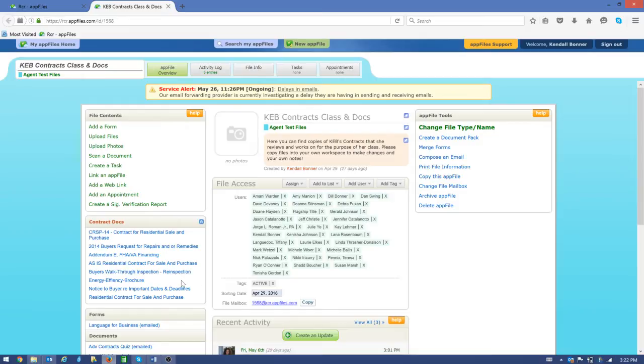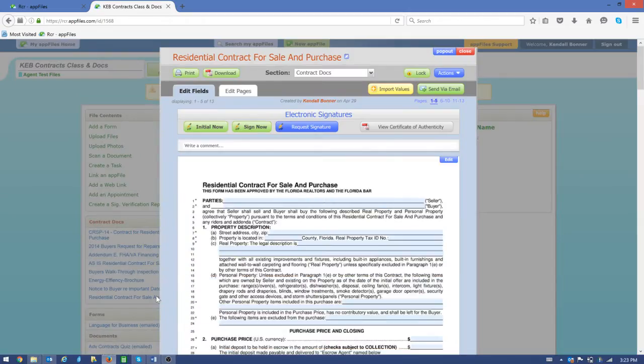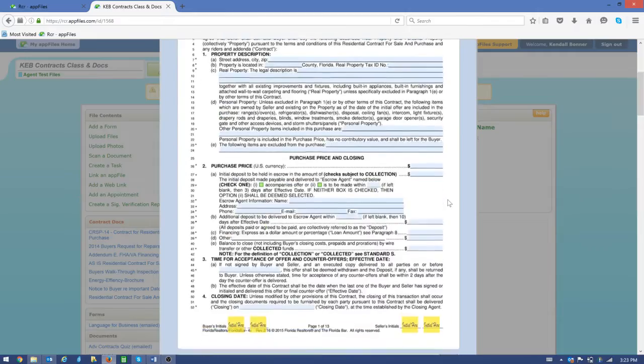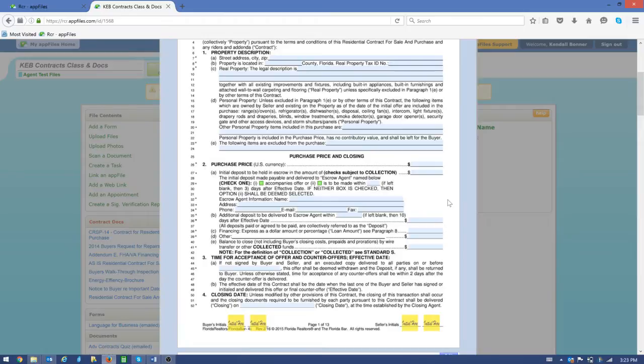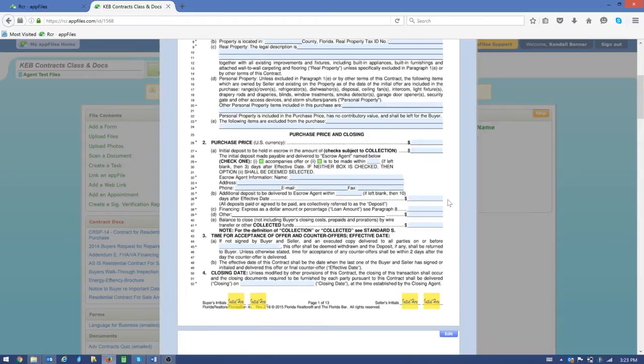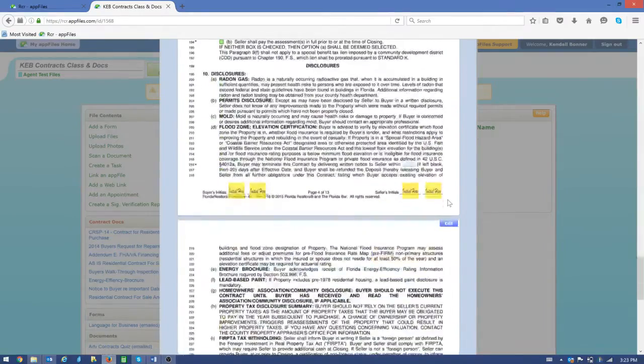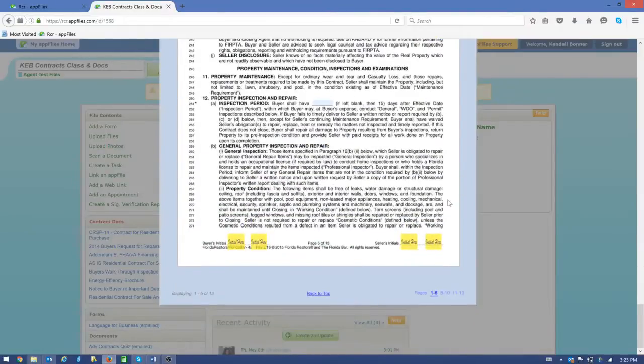We're going to go ahead and pull up our contract and review it. We're going to start at paragraph 12, which starts on page 5. So we'll scroll all the way down. You might also want to pull out your highlighter as you review an actual contract with me. Let's talk about some of the differences between these.